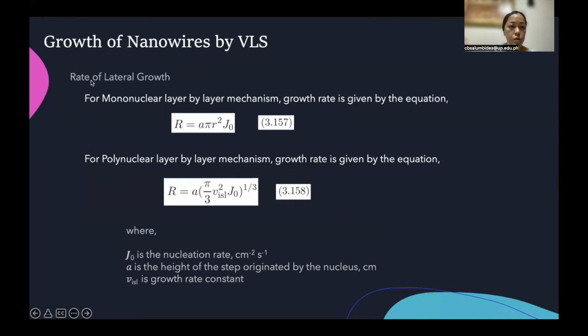The mononuclear layer by layer mechanism is applicable when the whisker diameter is sufficiently small so that the formation of the first nucleus and its fast lateral growth do not allow the formation of another nuclei. And the polynuclear layer by layer mechanism is applicable when the whisker diameter is larger, so there are several nuclei that can be formed on top of the surface of the whisker.